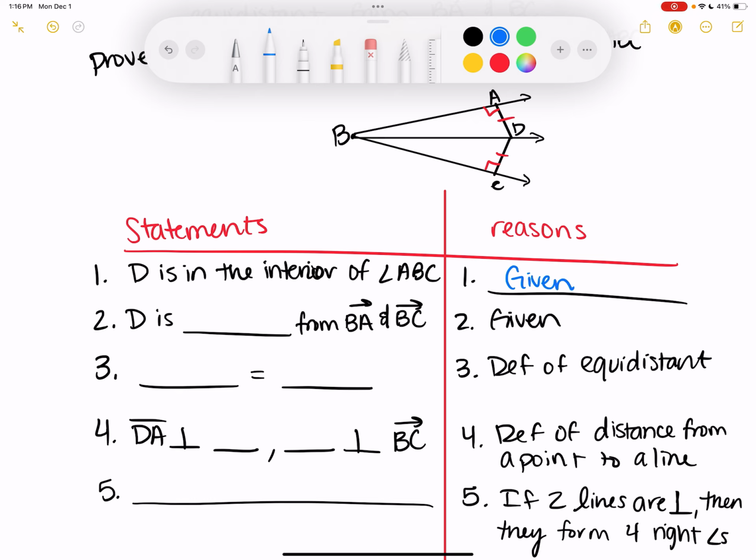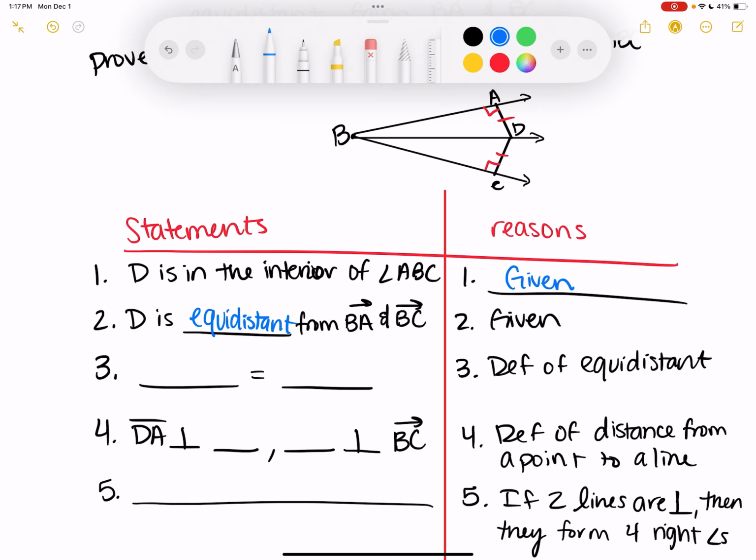D is blank from ray BA and ray BC. Yep, and that was also given. So then the next thing, sometimes the ones where you're filling in are a little bit harder, but they tell me it's the definition of equidistant.